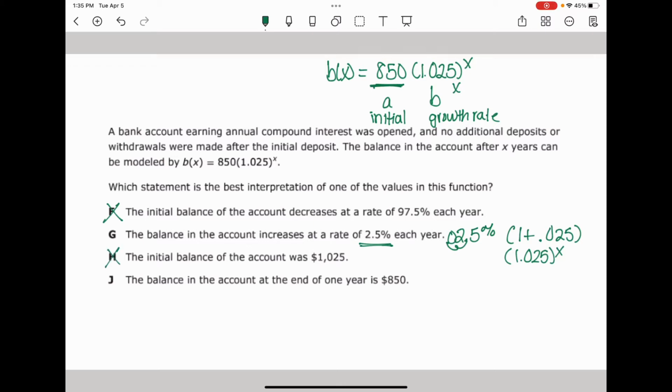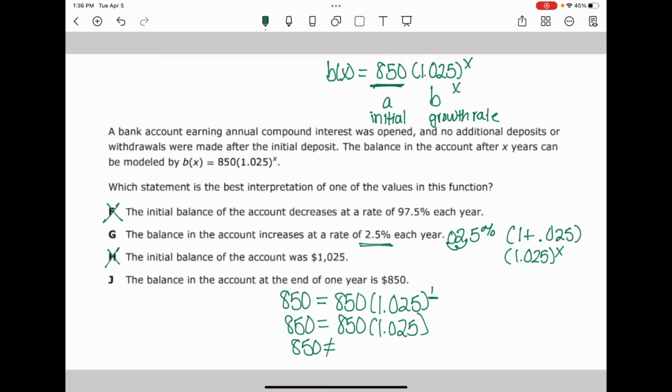And J says the balance in the account at the end of 1 year is 850. Let's see whether that's correct. So that means that 850, which is our balance, should equal 850 times 1.025 to the first power, because that means after 1 year. Well, when we plug that in, we get 850 equals 850 times 1.025, and 850 does not equal what we get when we multiply this. We get 850 times 1.025, and that's 871.25, and so those two are not equal, so J is incorrect. That's why G is the correct answer.